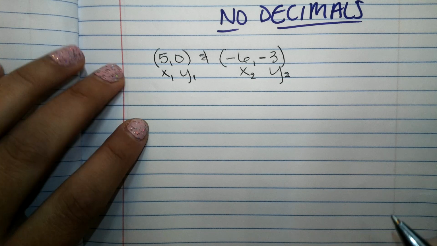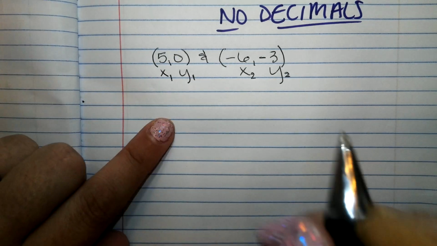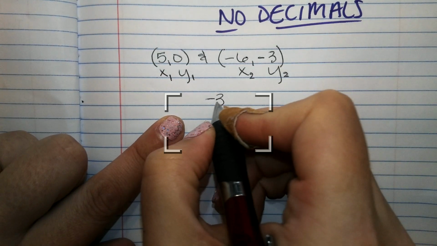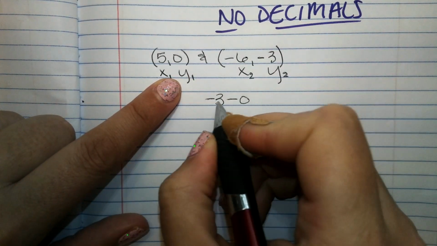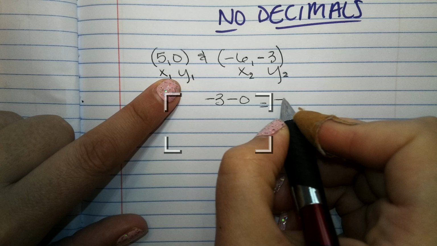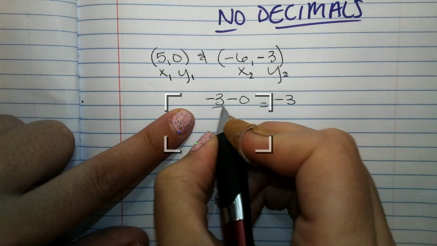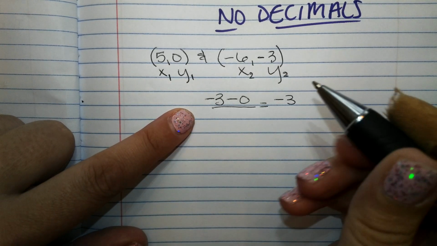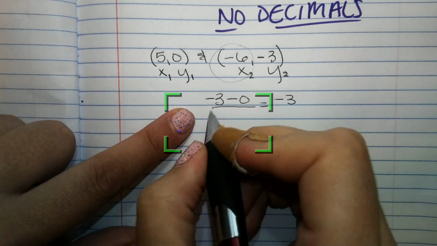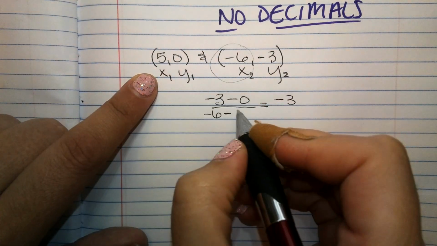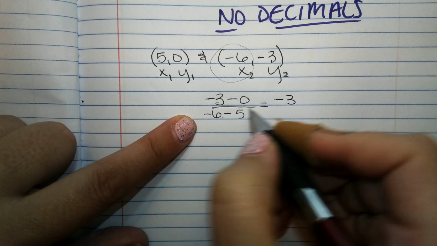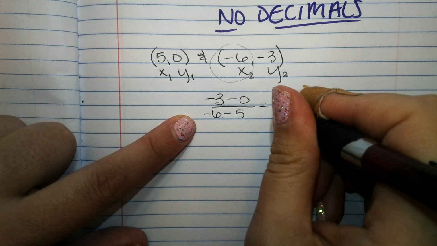All right, so our formula, remember, is y2 minus y1. So y2 is -3, minus y1, which is 0. -3 minus 0 is -3 when you put that in a calculator. Okay, and then it's x2 minus x1. So we have -6 minus 5, which is my x1. -6 minus 5 gives me -11.